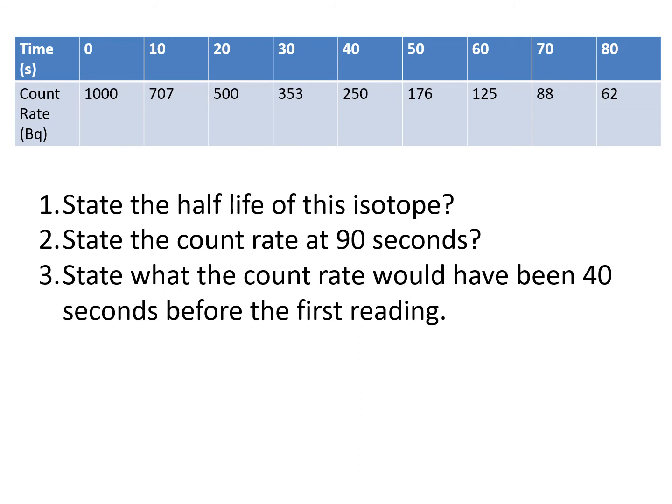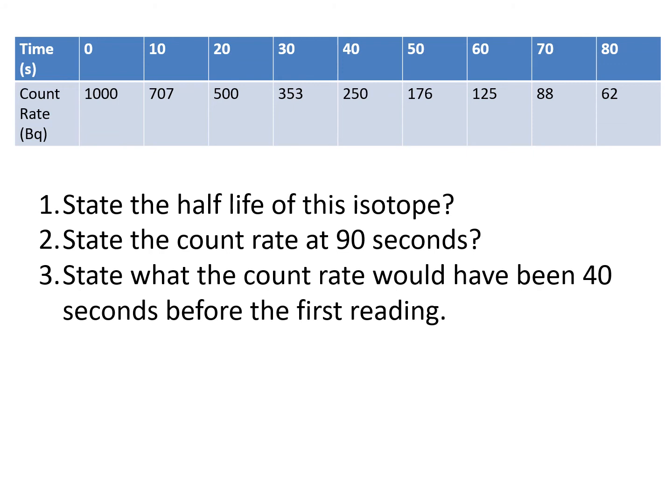Then state what the count rate would have been 40 seconds before the first reading. Okay, so 40 seconds is how many half-lives? Well, one half-life is 20 seconds, so that means it is 2 half-lives. That means that number has halved twice before it gets to 1000.